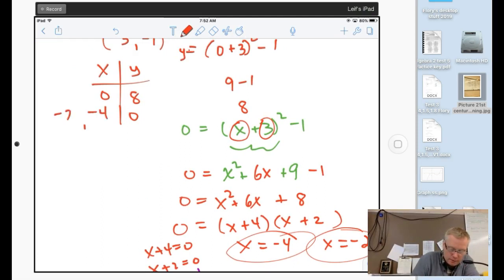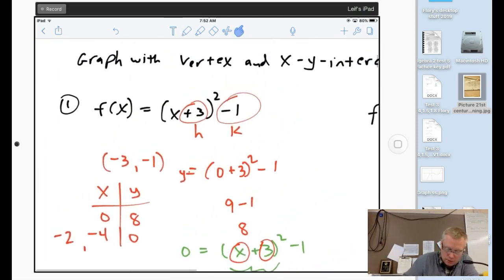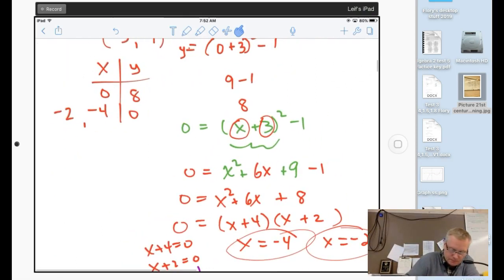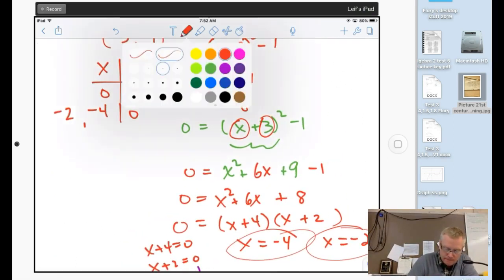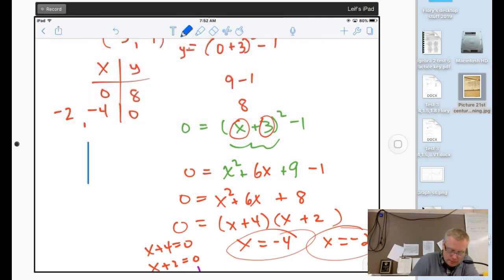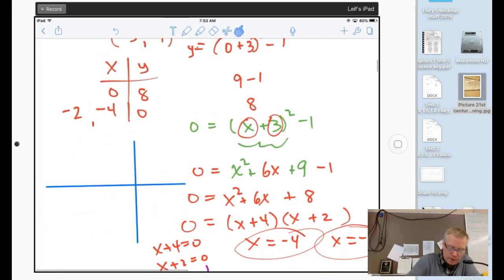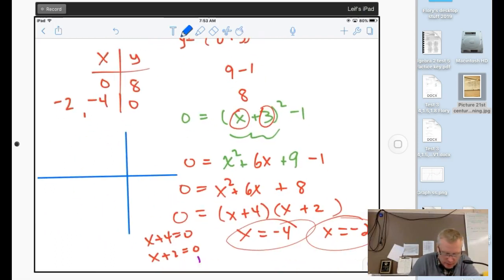So let me go do a quick graph over here. Do it in blue. This doesn't have to be a great graph, nor will it be. Axis over a little bit. All right, so my vertex we said was (-3, -1), which we'll say is here. (-3, -1), and then it's going to cross the x-axis at -2 and -4.